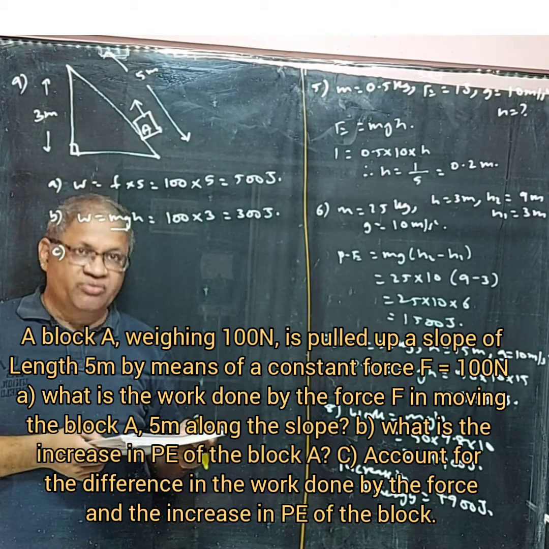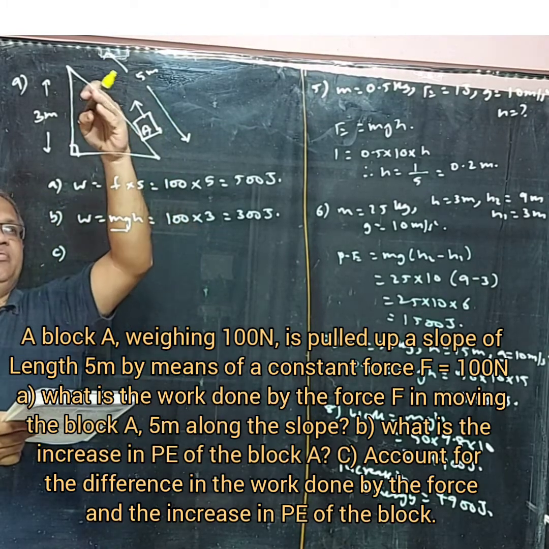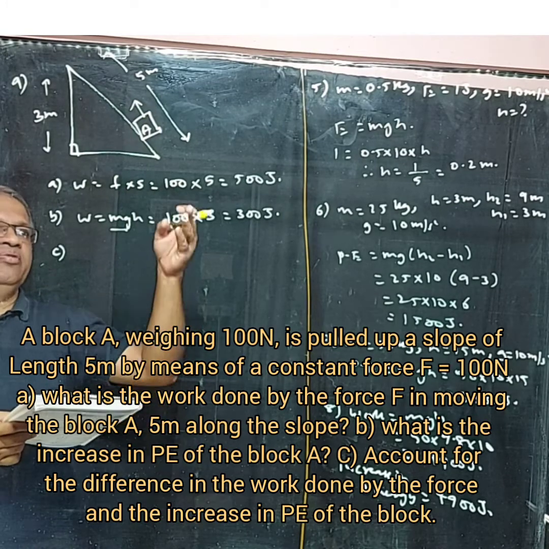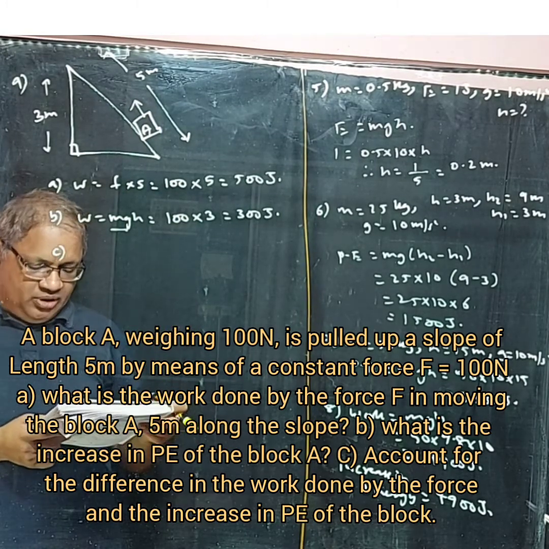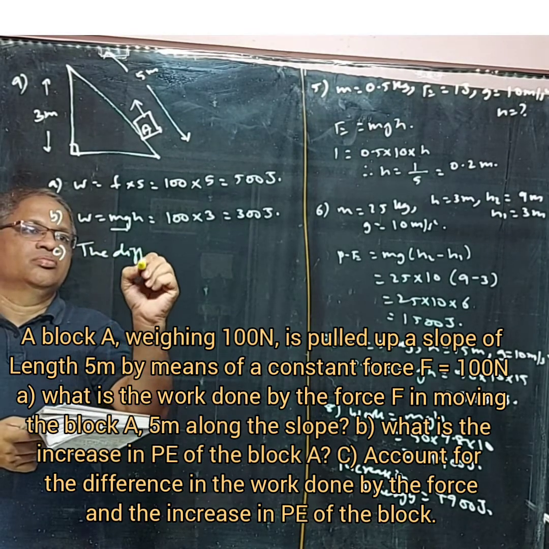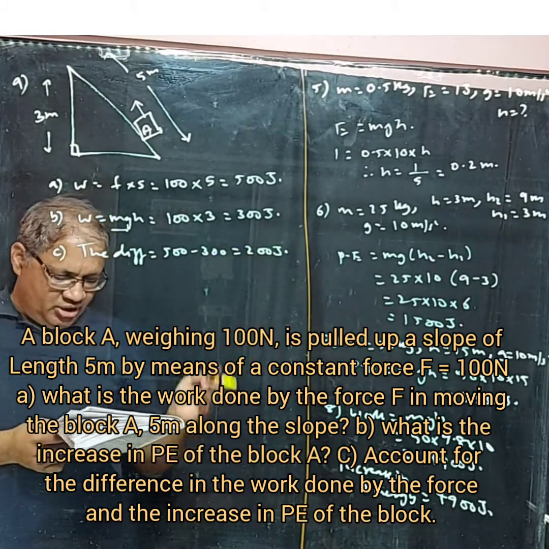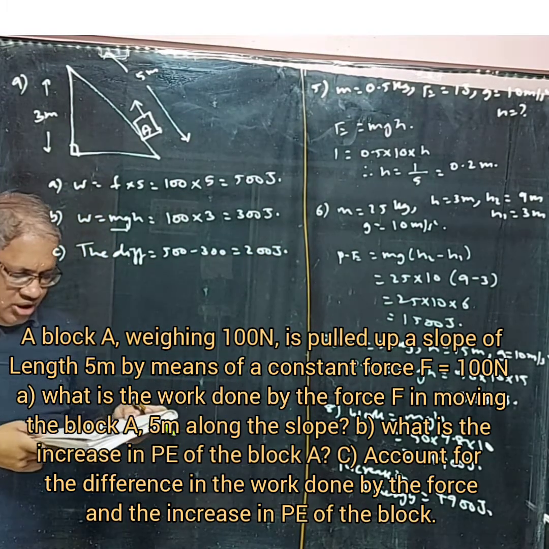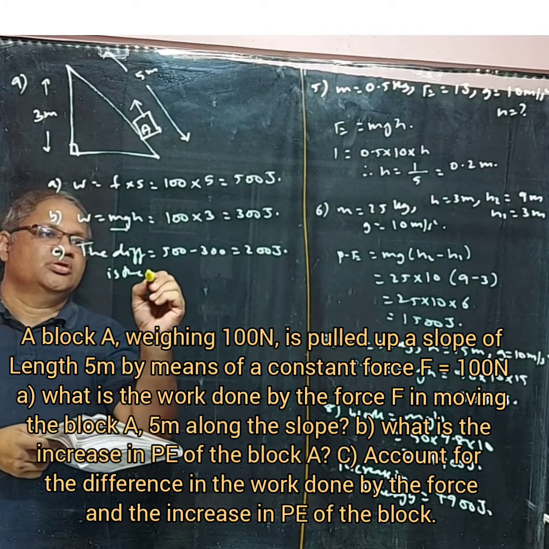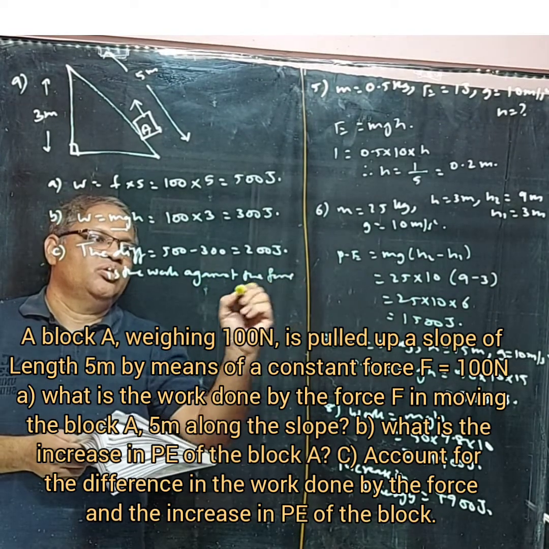And they are asking why there is a difference in energy. When you are pushing it, there is some friction acting. So that is the loss in work due to friction. The difference, 500 minus 300, that is 200 joules, is due to friction. It is the work against the force of friction.